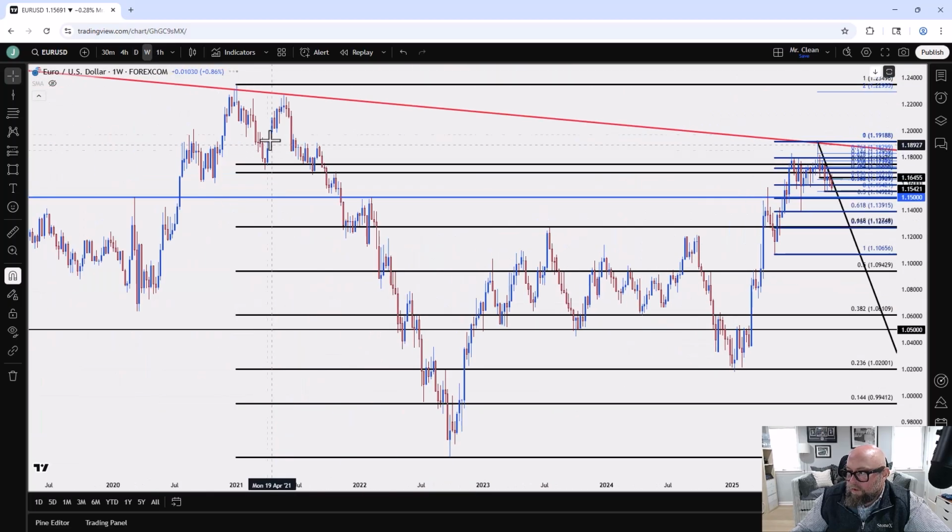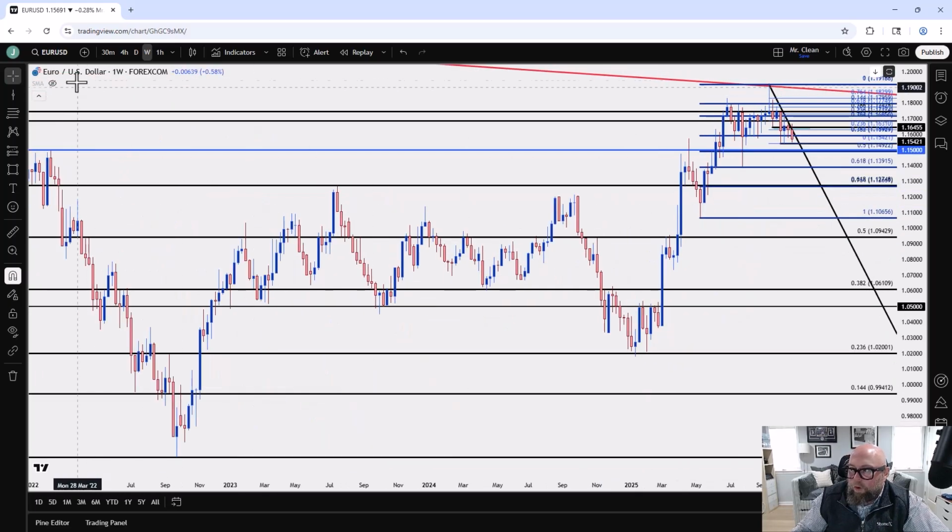112.75 is important in Eurodollar, as that's the 618 of the 21 to 22 major move. It's the level that was the swing high back in 2023, set the 2023 high. And if we get all the way down there, that bearish trend is going to look as though it has a lot more healthy development going on.